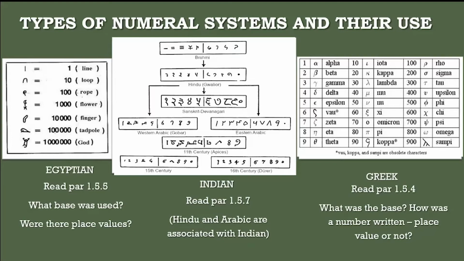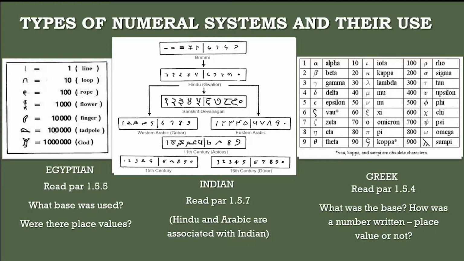So they had symbols for things going in powers of 10, because 1 is 10 to the power of 0, then 10 is 10 to the power of 1, 100 is 10 to the power of 2, 1,000 is 10 to the power of 3, and that is what we also use today in our place values. We have a ones or units, a tens, a hundreds, a thousands, and so on. So there's something that corresponds, but you will read that in paragraph 1.5.5.